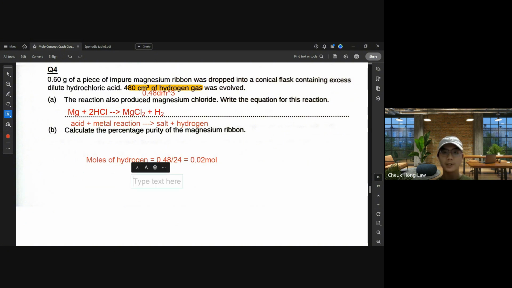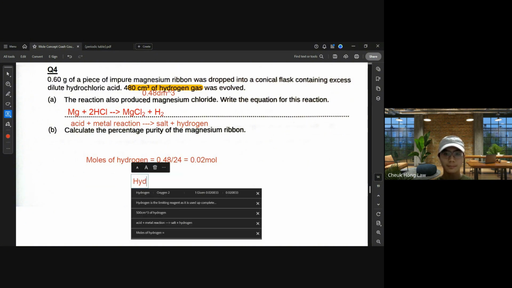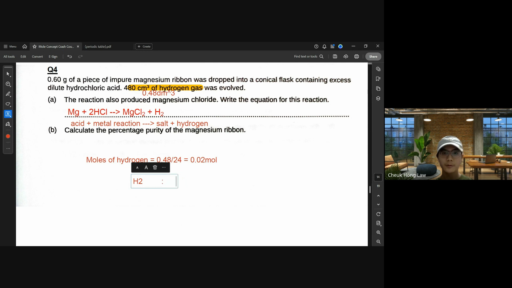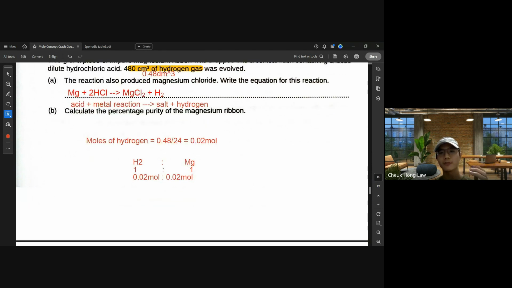Now we compare mole ratio. Compare with which one? Compare with magnesium, because the question is asking for the percentage purity of magnesium. So if we look at the chemical equation, the mole ratio is 1 to 1. Then the actual mole will be 0.02 mole to 0.02 mole as well. Okay, so now we know the actual number of moles of magnesium. We can use it to find the mass of magnesium.